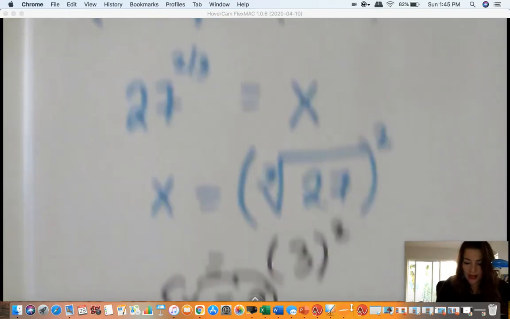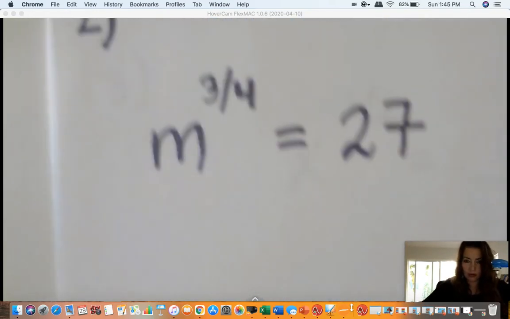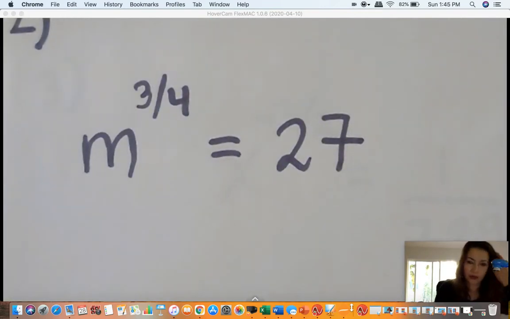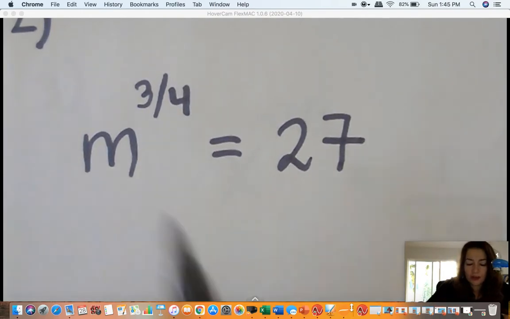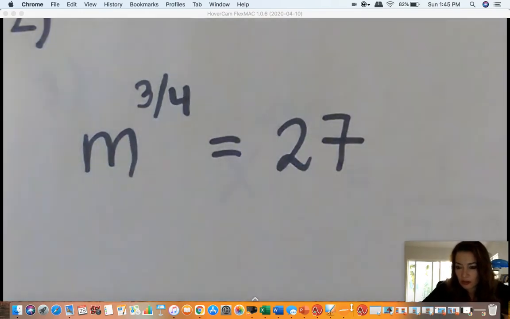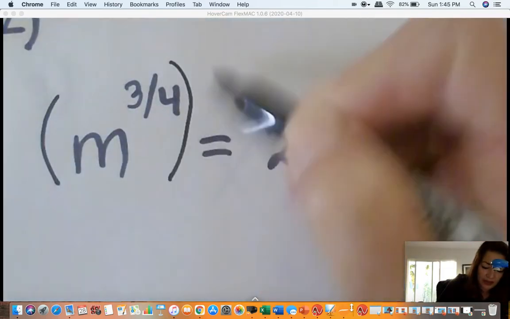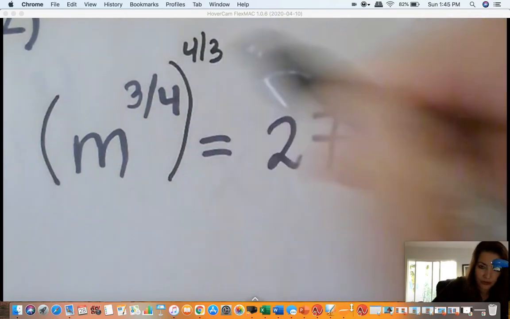All right, so let's go ahead and look at example 2. It's the same idea. If you want to pause this video and try this on your own, you can do that and then check your work with mine. So I'm going to look at this exponent. It's raised to the 3/4. I'm going to apply the inverse of that, which is raising it to the 4/3.